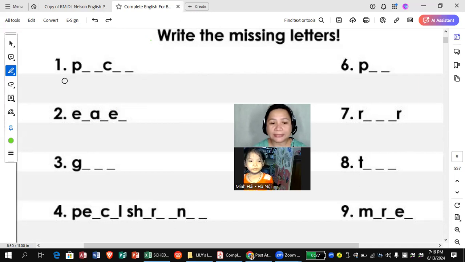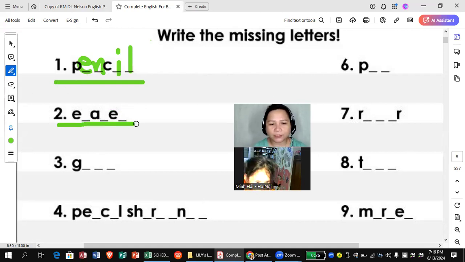Okay, so what are the missing letters in here to make the word pencil? E, N, C, I, L. Okay, that is pencil. How about for number two?